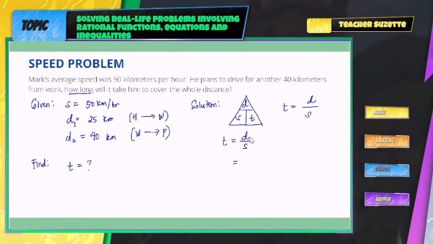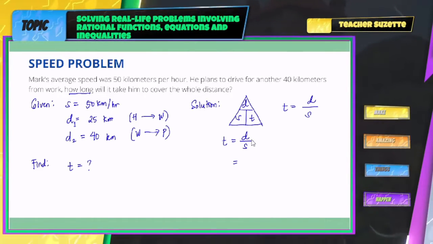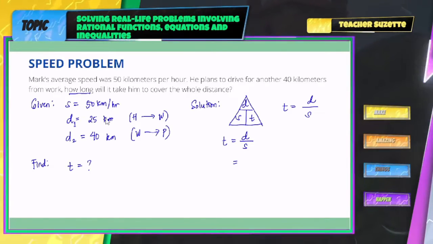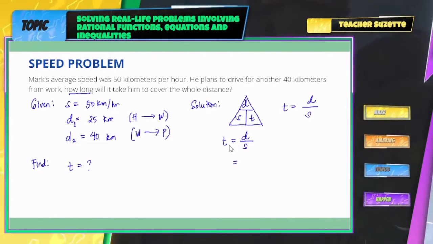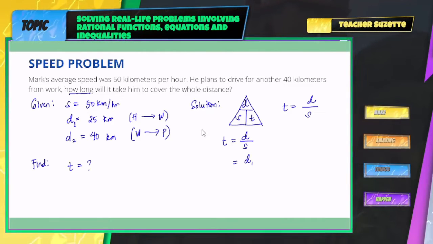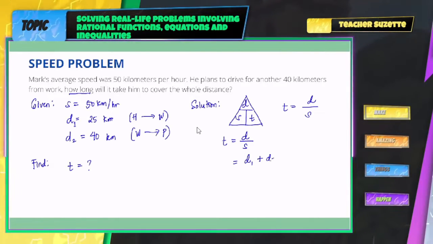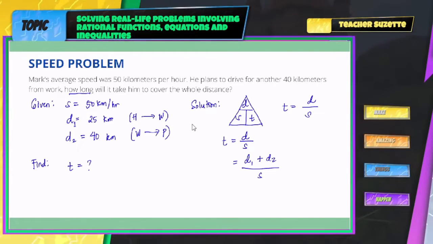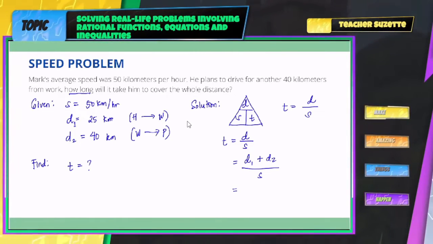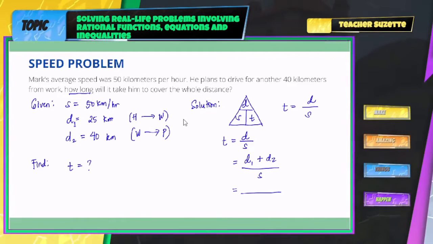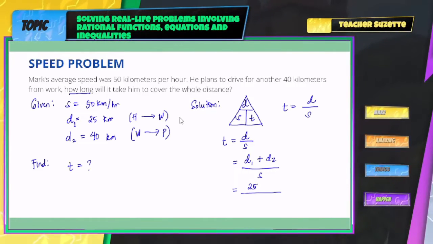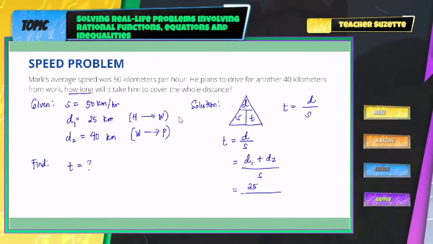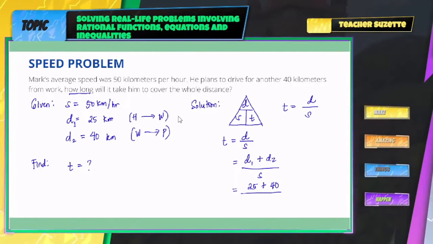First, for our distance. So, ang distance natin ay hindi lang isa, kundi magiging dalawa. Kasi meron tayo from his house to his work, then from his work, papunta sa another location. So, that is, we will have d sub 1 plus d sub 2 all over our speed. Then, we can now easily substitute yung ating mga values from our given. So, we will have, for distance 1, that is 25. For distance 2, we have 40 over 50.